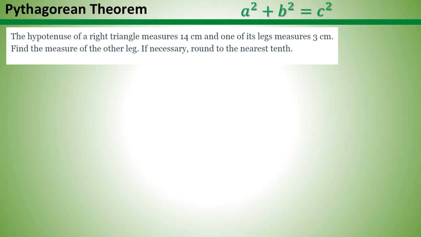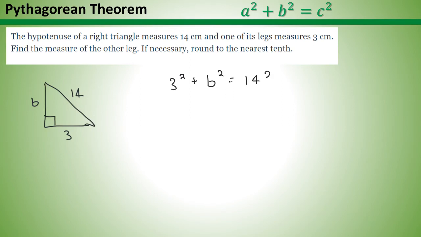All right, here's another one. Again, we're given a right triangle. So let's just go ahead and draw a right triangle here. And we're told the hypotenuse is 14. So let's just go ahead and put a 14 there for the hypotenuse. And one of its legs measures 3. So I'm going to put a 3 there. I don't know this one. So we have 3 squared plus b squared is equal to 14 squared.